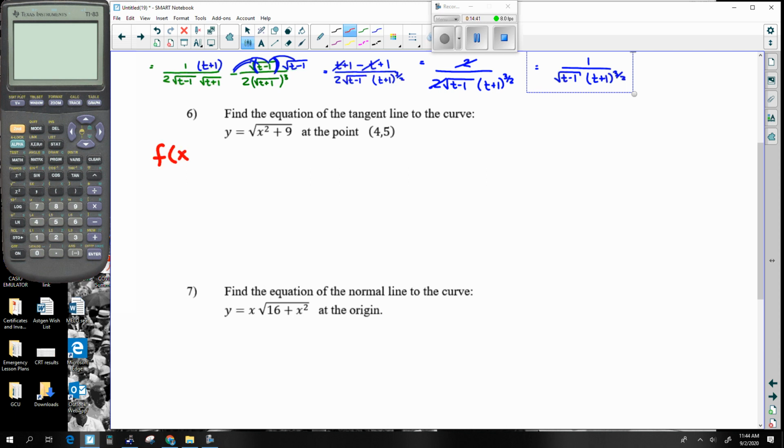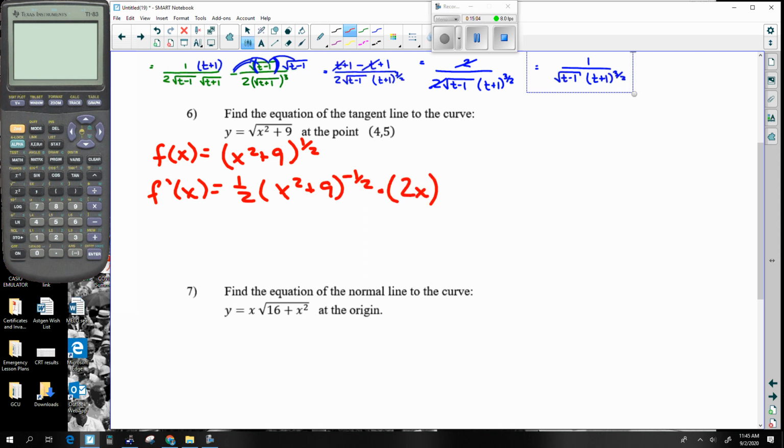All right, so right now our f of x is x squared plus 9 square rooted, so that means to the 1/2. So working my way towards the slope of the tangent, I take the derivative. So the derivative is going to be 1/2 x squared plus 9, negative 1/2 times the chain rule, which is 2x. Cleaning that up, that's an x squared plus 9 in the denominator of x. So I noticed that that 2 and that 2 drop. And so that's kind of the cleaned up version. Okay, so that's what the derivative is.